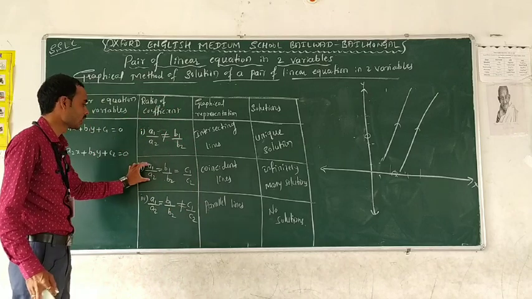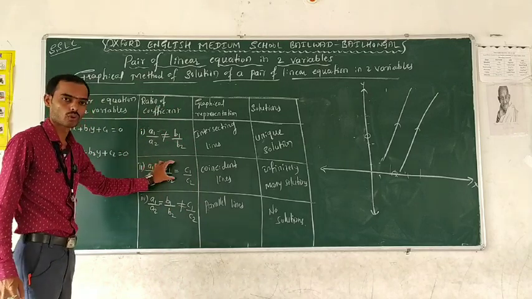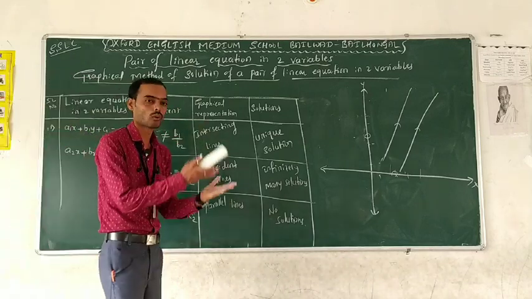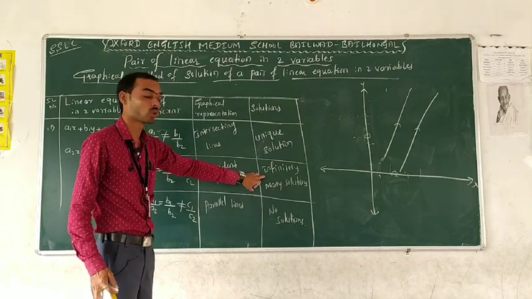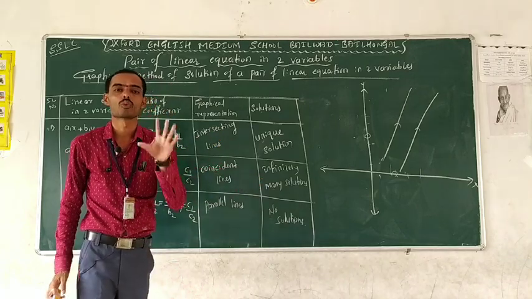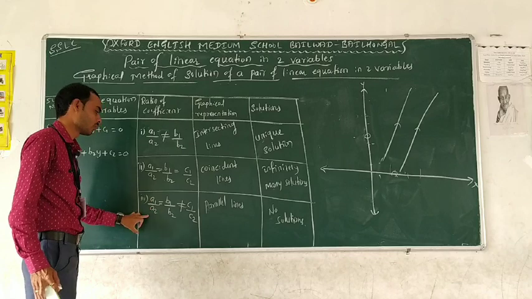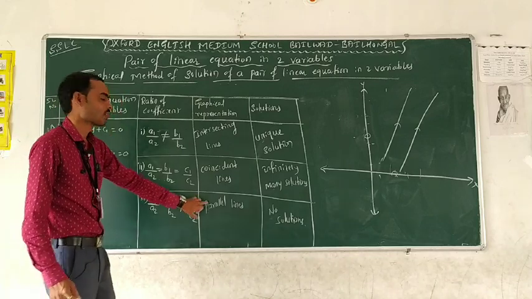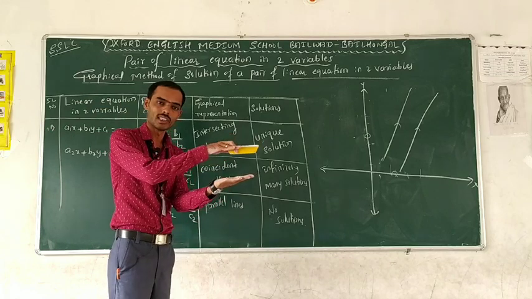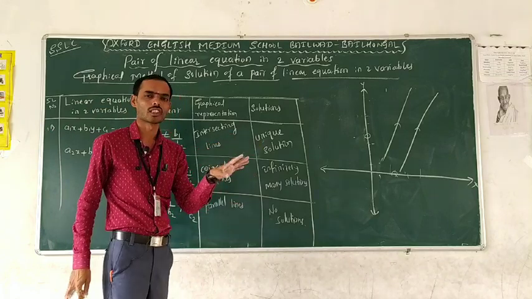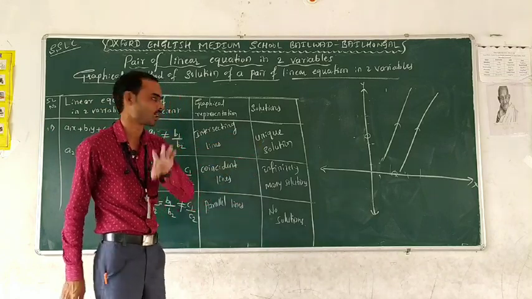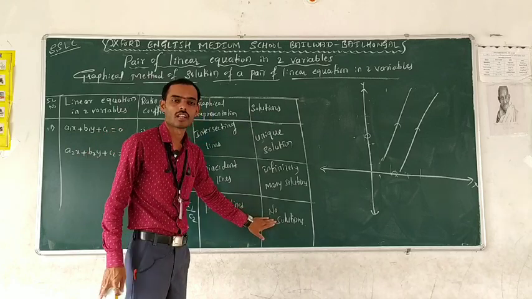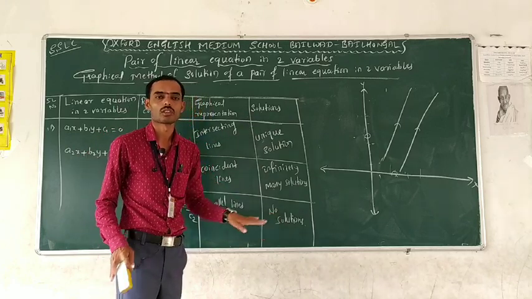If the ratio a1 by a2 is equal to b1 by b2 is equal to c1 by c2, coinciding lines overlap with each other. How many solutions are there? Infinitely many solutions. And the last one is, if a1 by a2 is equal to b1 by b2 is not equal to c1 by c2, then the lines are parallel to each other. If the graphical representation is parallel lines, how many solutions? There are no solutions. So, this is about what?